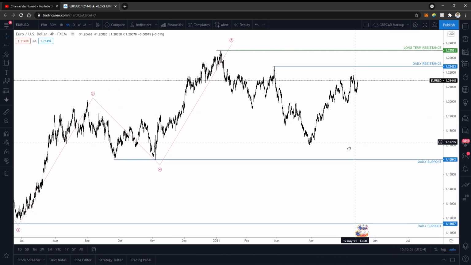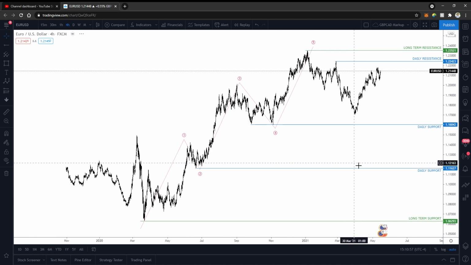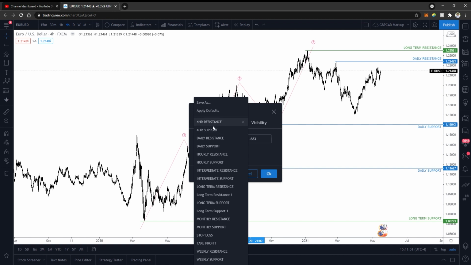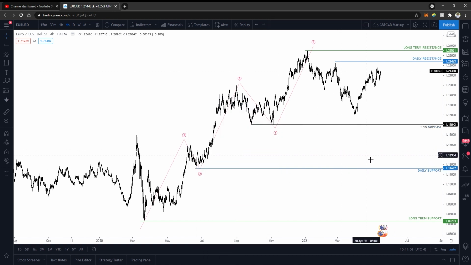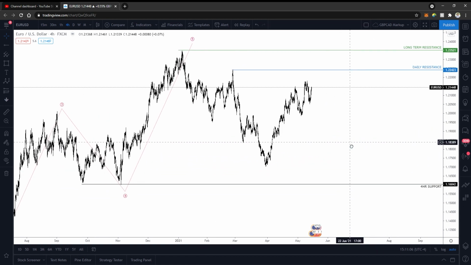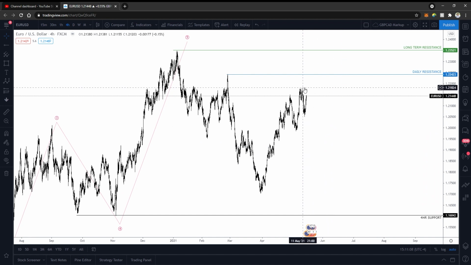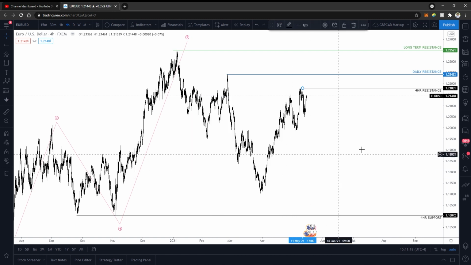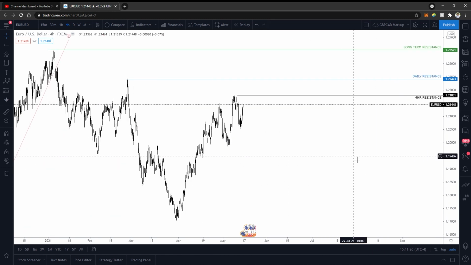Or did I put that? Oh, I put that as daily. Sorry. Okay. And so I do have a swing high here. So let me mark this. We can do a 4 hour, and then I'm not going to go lower than that because we're at a resistance point right now.